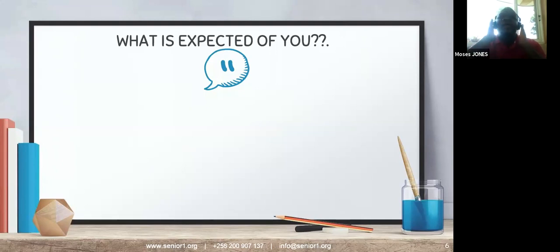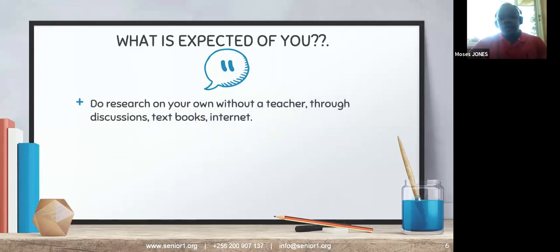Now that we know these same things I'm going to cover, I already know them in primary. I've looked at them every now and then. What am I supposed to do? What is expected of me? You must always do the research, without the teacher. If the teacher is not there, what am I going to do?